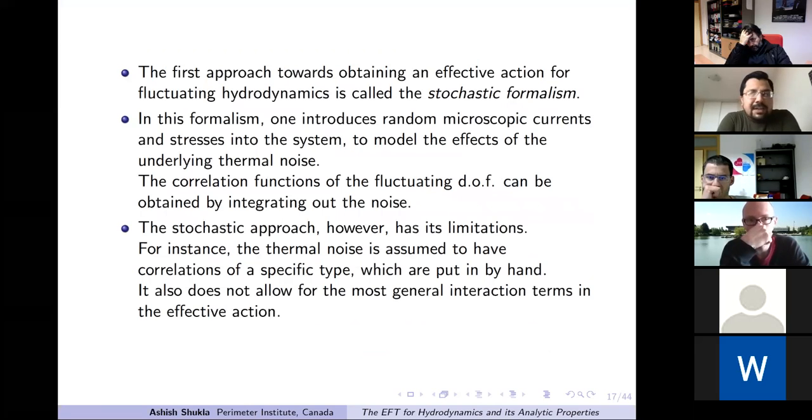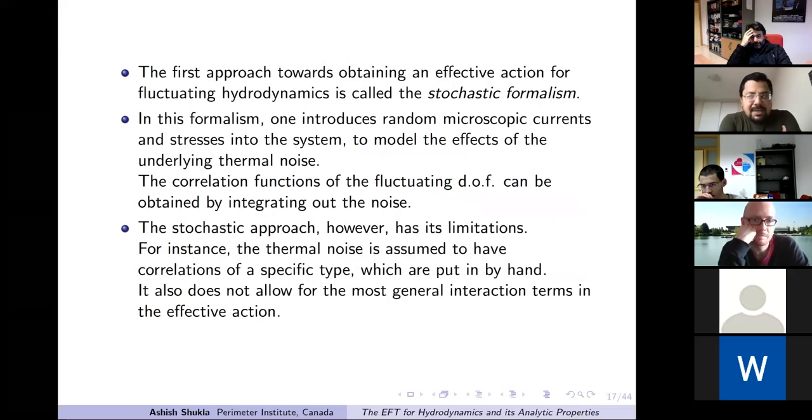As I mentioned in the introduction to this talk, there are two major approaches which have an effective action approach towards studying fluctuating hydrodynamics. These are the stochastic formalism first, and the Schwinger-Keldysh formalism, which has been formulated quite recently. In the stochastic formalism, one introduces random microscopic currents and stresses into the system to model the effects of the underlying thermal noise. The correlation functions of the fluctuating degrees of freedom can then be obtained by integrating out this noise.